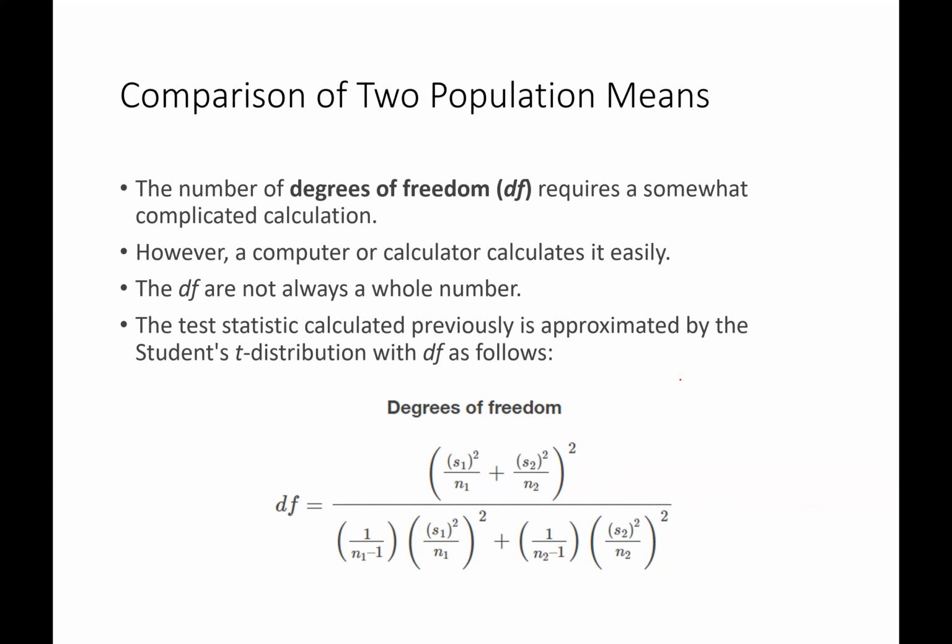So S sub 1 is the standard deviation of your first sample. N sub 1 is the size of your first sample. S sub 2 is the standard deviation of your second sample. N sub 2 is the size of your second sample.